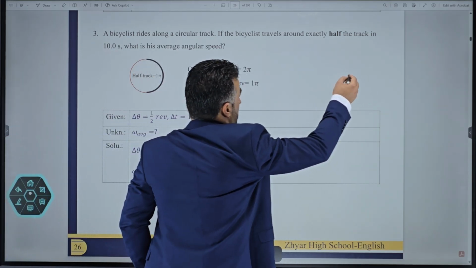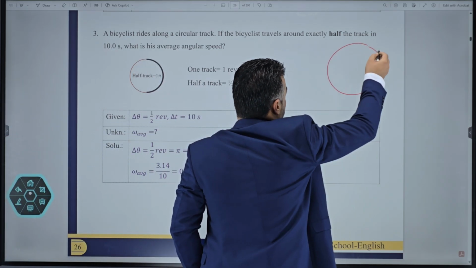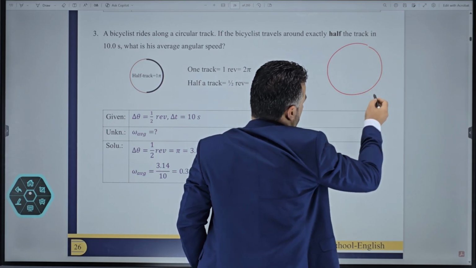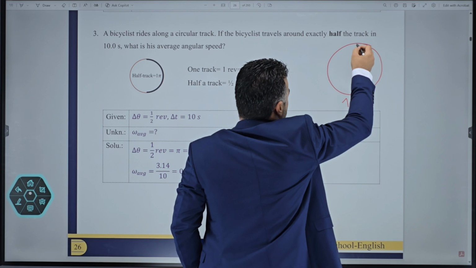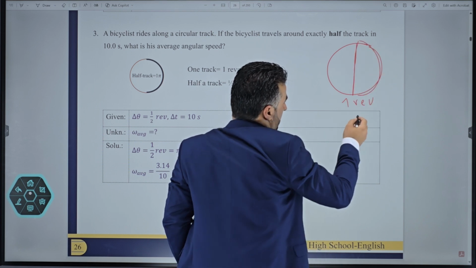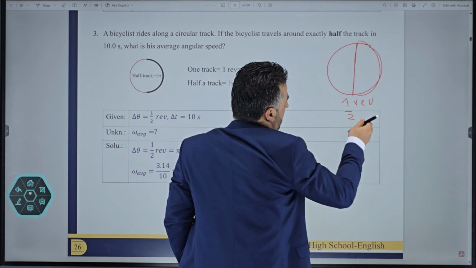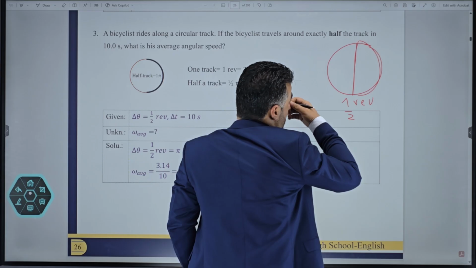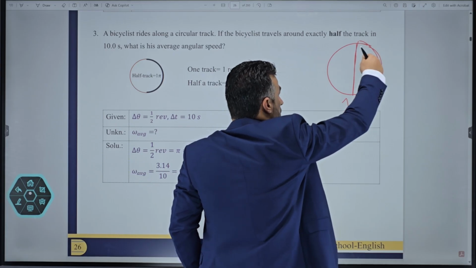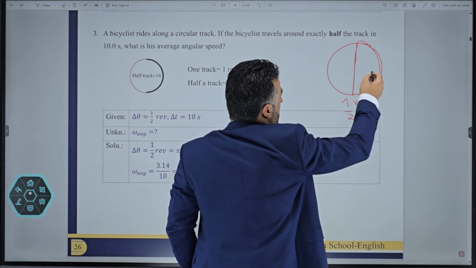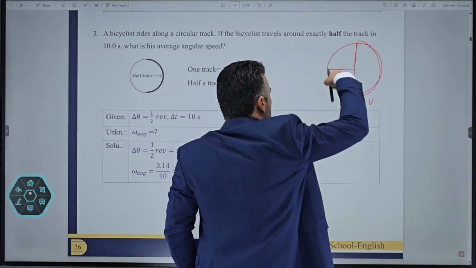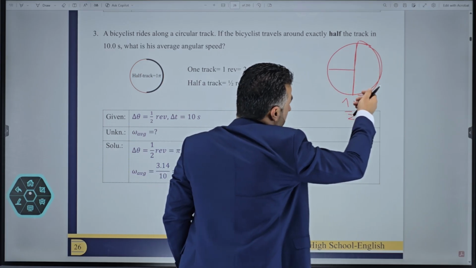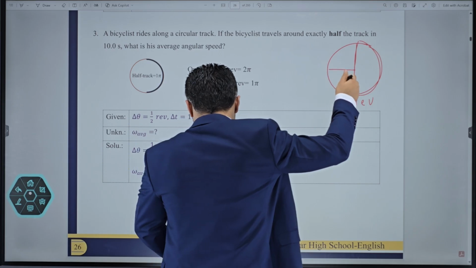We've previously said that, for example, one full track or one full cycle is going to be what? That is going to be 1 rev. Is that true? But this question says half of the track. Half of the track, doesn't that mean half a rev? Yes. What if it says a quarter of a track? That'd be 1/4 of a rev. What if it says 3/4 of a track? That is going to be 3/4 of a rev. But here at this point it just says half a track.